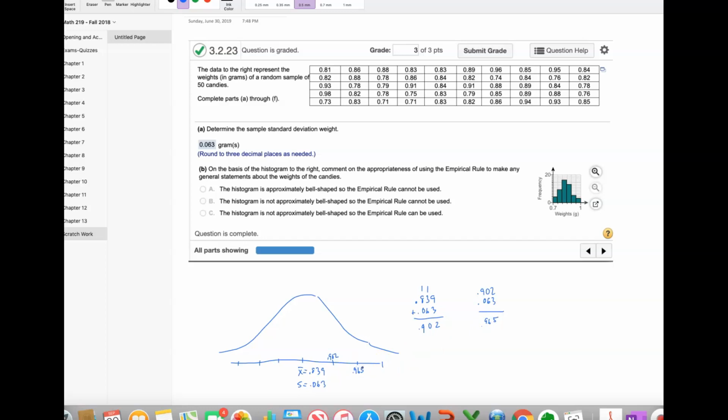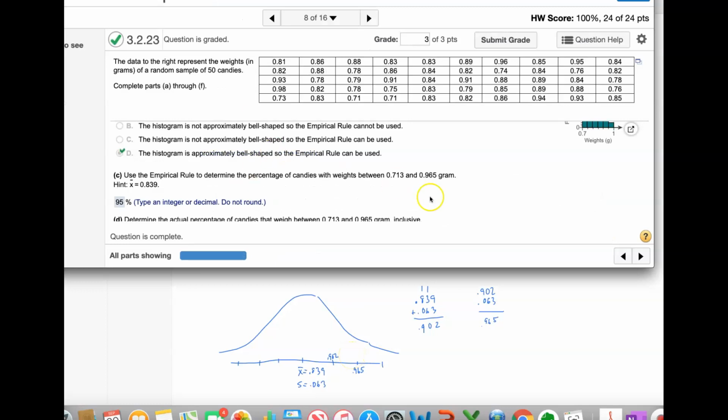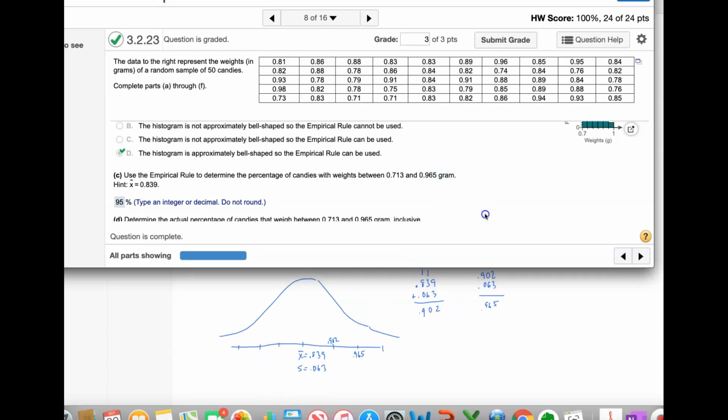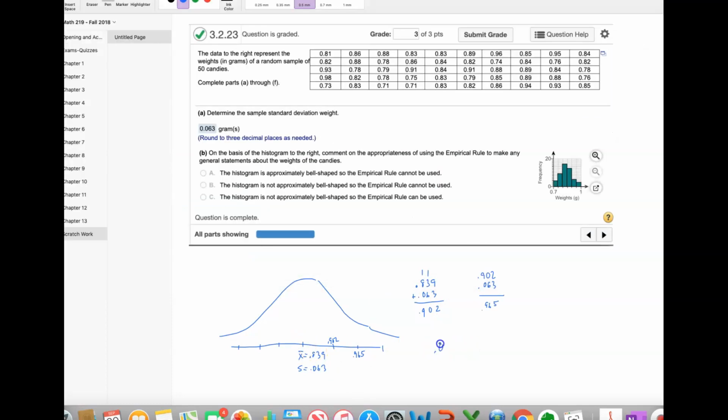So there's your 0.965. I should have been able to do that in my head. And then looking at our question here, you can see 0.965, so we're two standard deviations away. And then if we go back the other way, 0.839 minus 0.063, you get 0.776, and that goes here.